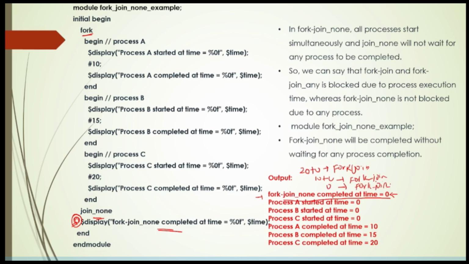Based on your usage and your working, you will be using any of these three: either fork join, fork join any, or fork join none. Clear? So that is the main difference between fork join any and fork join none. Hope it is clear for you.